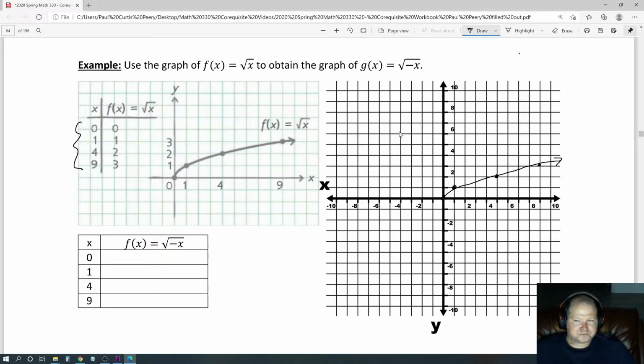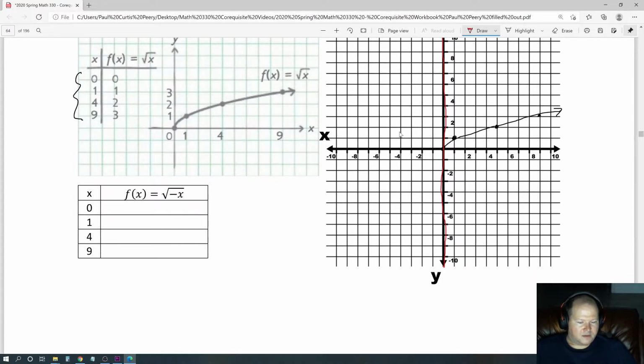Okay, now, because I have that negative in there, theoretically, if possible, it should reflect right across the y-axis right here. So that's what it should flip around, right? And this is the y-axis, right? Okay, well, let's try it out. So we have 0. Let me plug some negatives in. -0 is still 0. Square root of 0 is 0. -1 is a +1. Square root of +1 is 1. -4 is a +4. Square root of that is a 2. -9 is a +9. Square root of +9 is a 3.